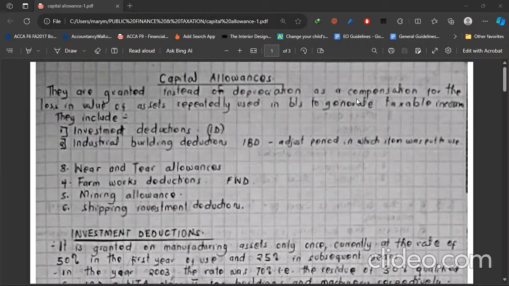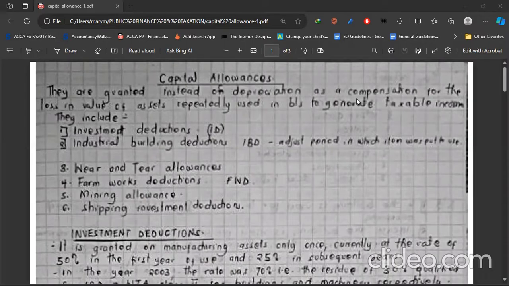So capital allowances are grouped into different stages. One, we can talk about the investment deductions. Secondly, we discuss the industrial building deductions, that is IBD. And when you are doing the IBD, you can see in my notes that you adjust for the period in which the asset was put into use.